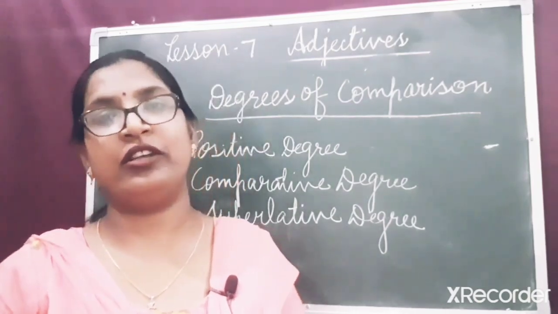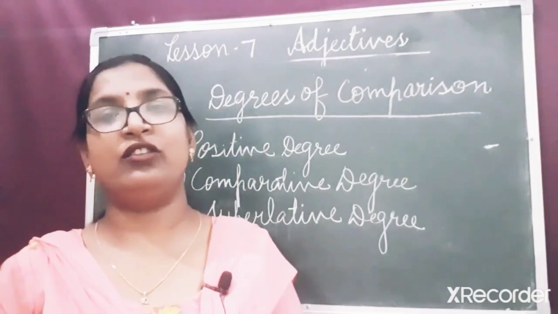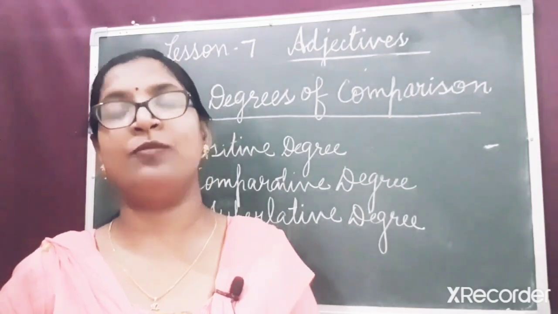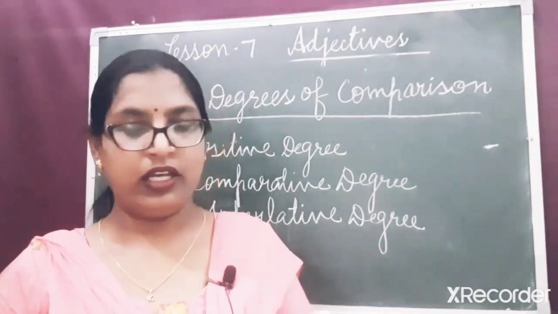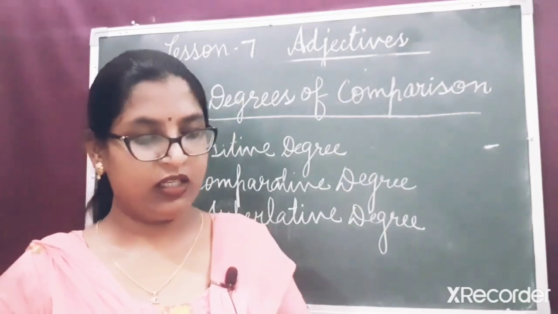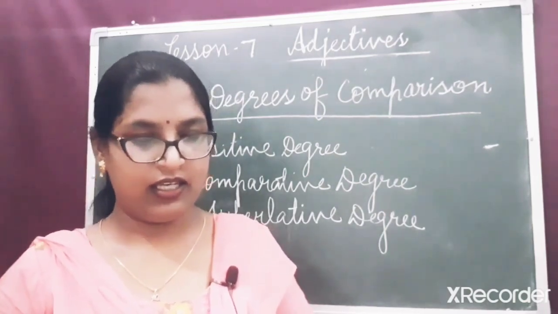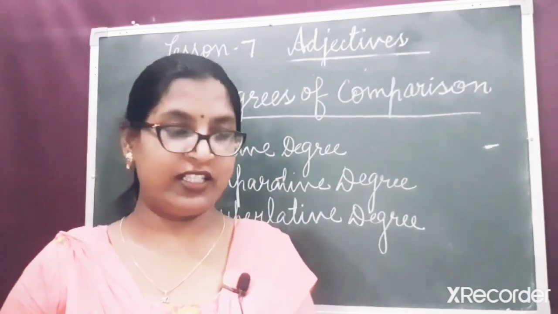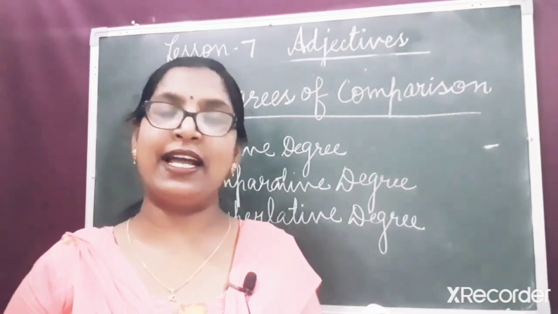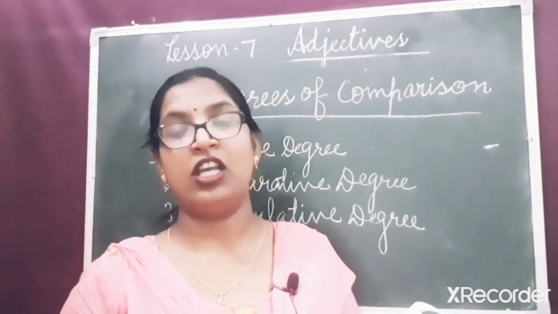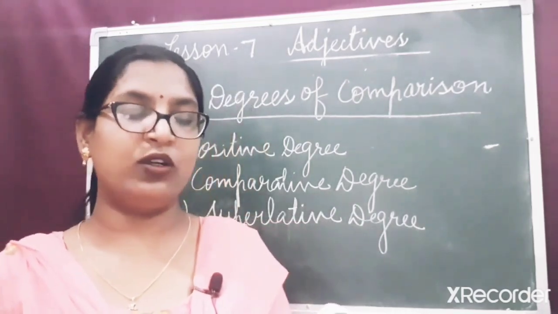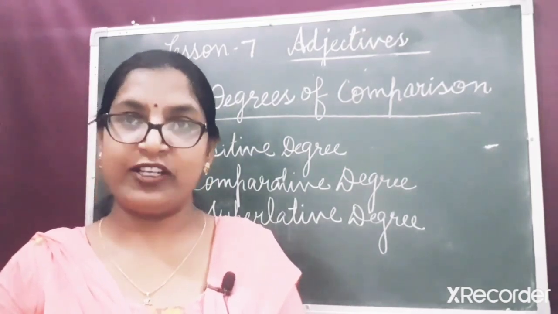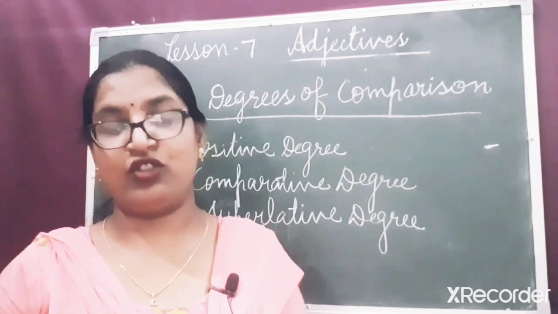So I hope, dear children, you understood this topic. You understood the rules for making comparative and superlative degree forms. And your homework is to solve this exercise which is given on page number 57. Make adjectives by adding suffixes to the words given in the box. You can use suffixes like -ful, -y or -able, etc. You have to use the suffixes with these words to make an adjective.